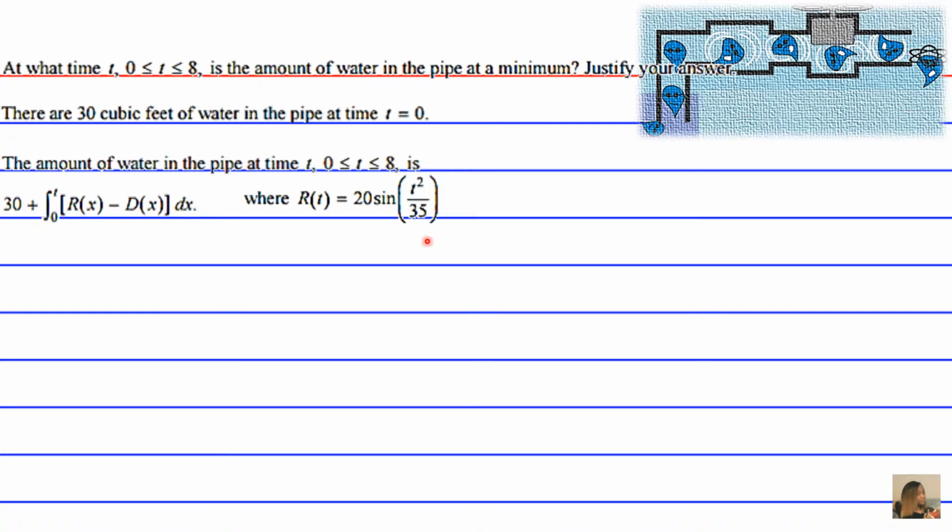And remember that r of t equals 20 times the sine of t squared over 35. I don't want you to forget. And d of t equals negative 0.04 t cubed plus 0.4 t squared plus 0.96 t. And when they ask you for a minimum, what they're really saying in terms of calculus and integration is we're looking for a critical point.